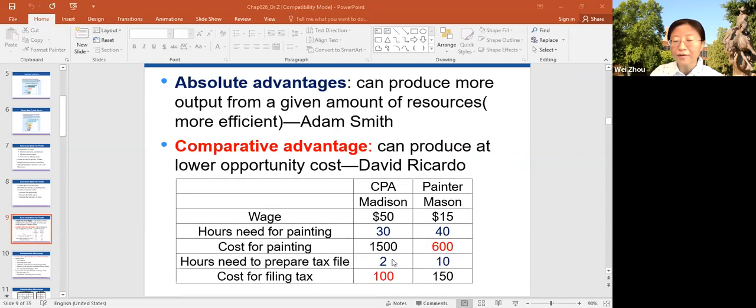Let's take a look at filing the tax return. To file the tax return, Madison takes 2 hours times $50, so the opportunity cost for him to file the tax return is $100. But Mason takes 10 hours, and even though each hour is only $15 worth of his work, it's a longer time, so the total is $150. So Mason shouldn't file the tax himself, because Madison filing the tax has a lower opportunity cost. It's only $100. Any question here?